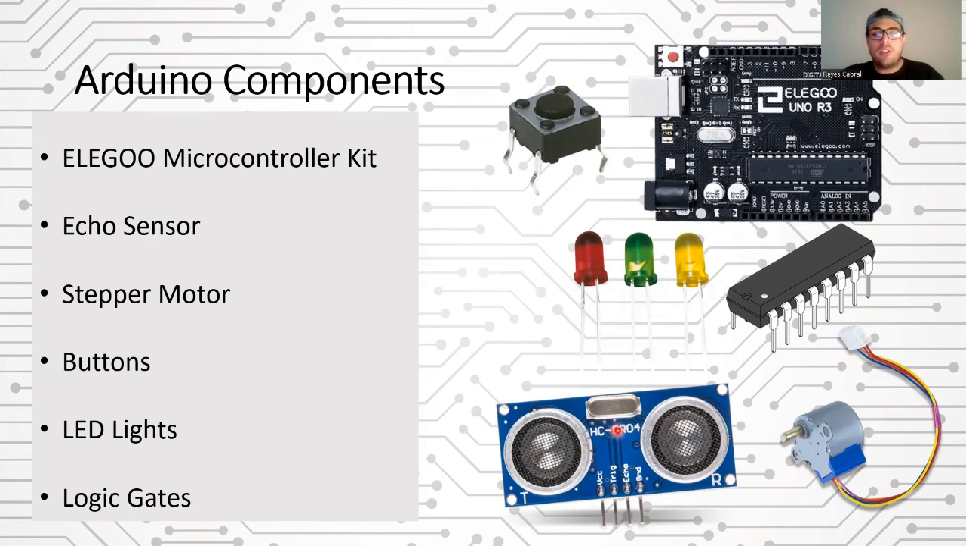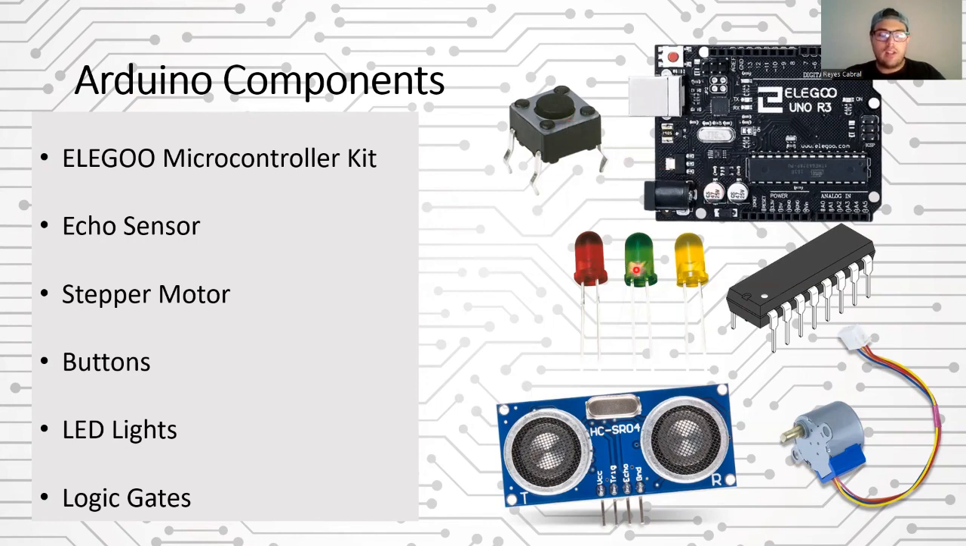Then using the Arduino IDE, we coded the stepper motor to deploy when the sensor detected between 10 to 20 centimeters and to retract when it was 20 to 30 centimeters. Then we used 3 buttons, one to switch between auto and manual, one to deploy, and one to retract.